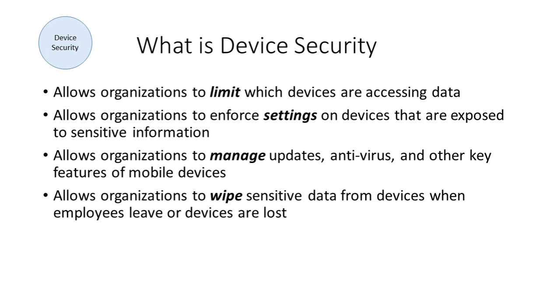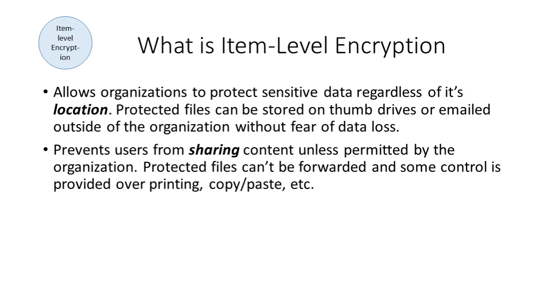So we're going to look at limiting which devices are accessing our data, enforcing settings, managing updates through Office 365 features, and even going so far as allowing us to wipe sensitive data using mobile device management and remote wipe services. In terms of item level encryption, we're going to be looking at how to protect sensitive data. If we do need to share data outside of our network, how can we do that in an encrypted way so that we're ensuring the safety of that content from those people that we need to share with.